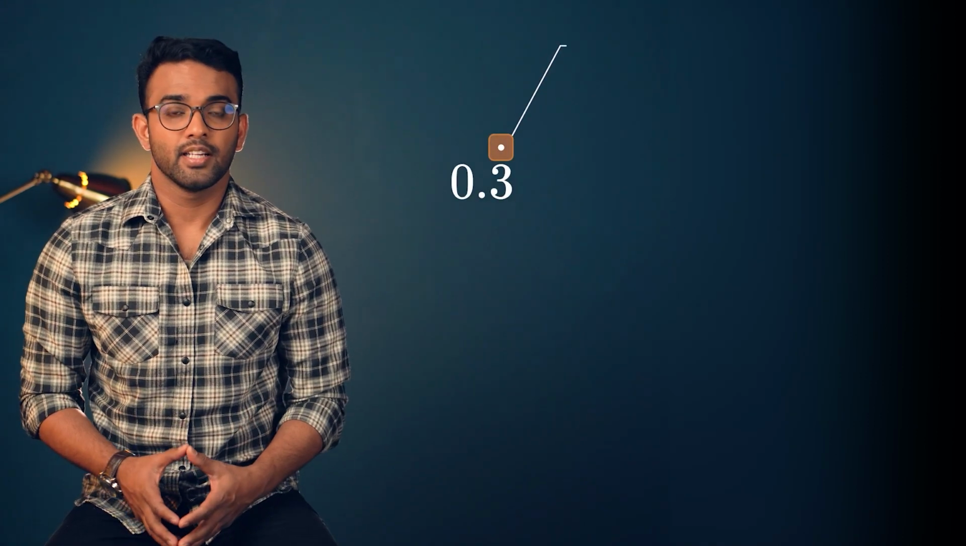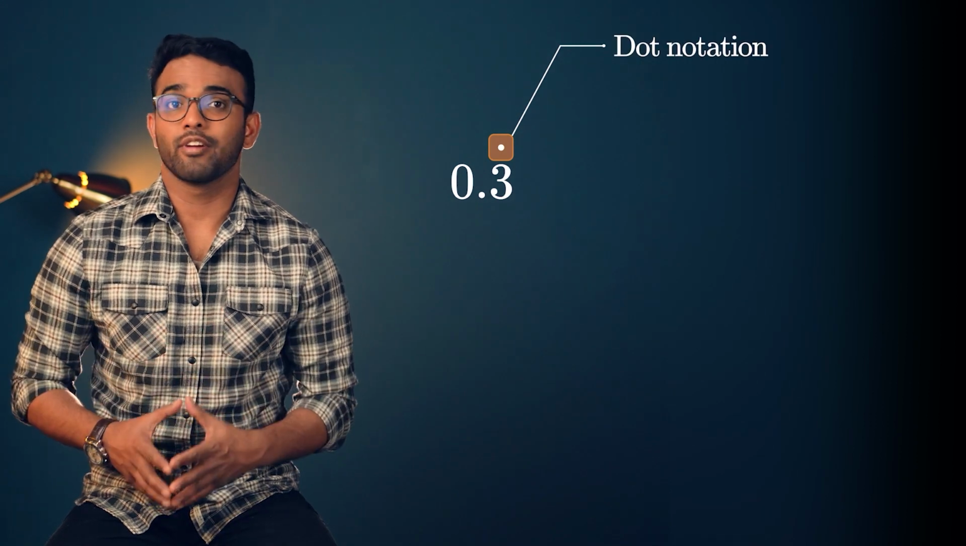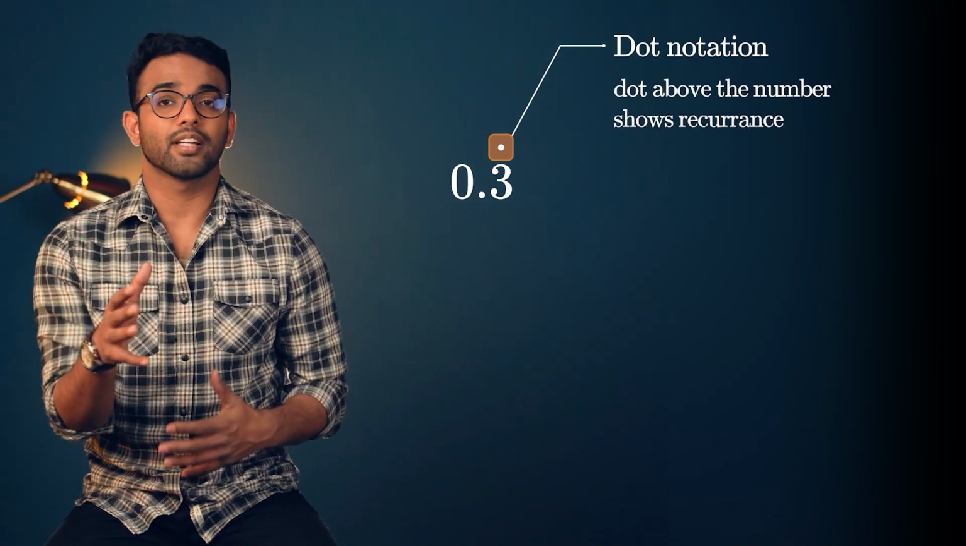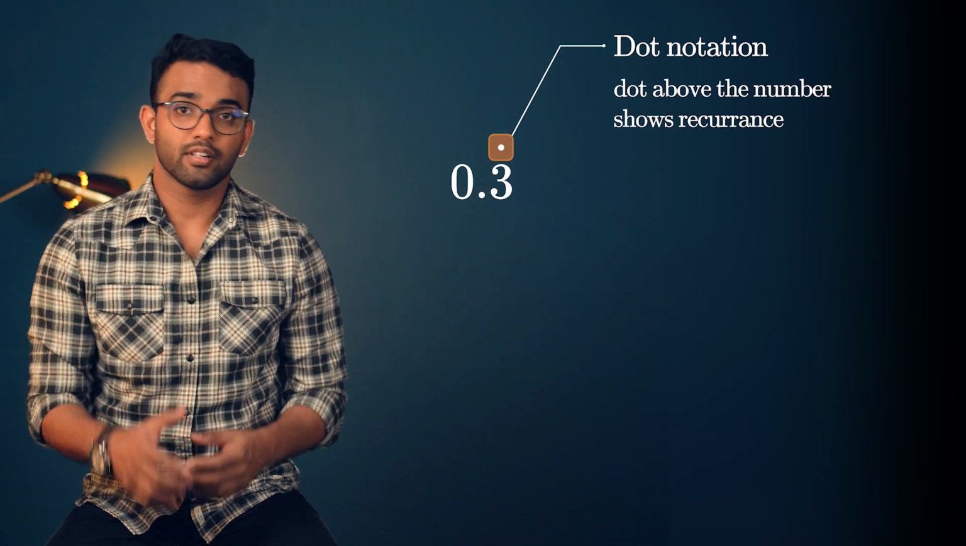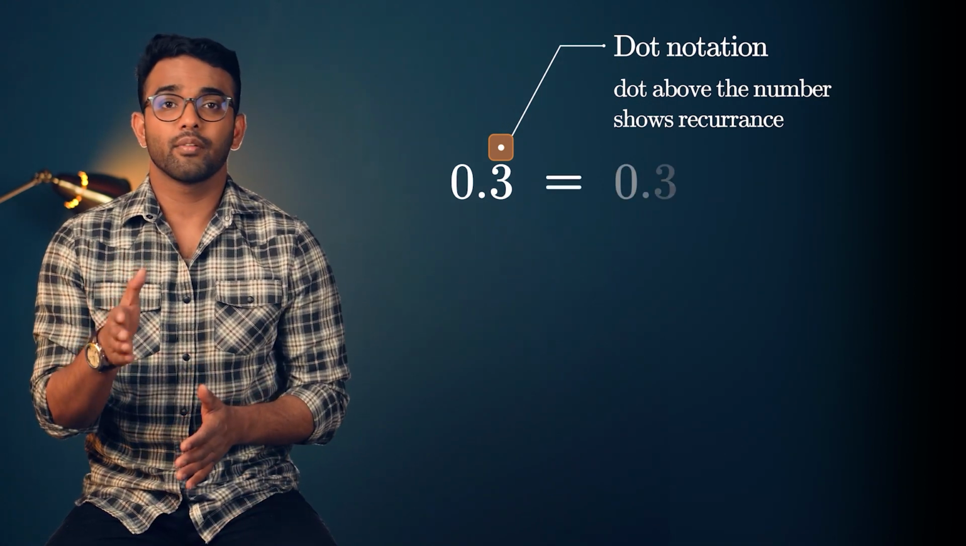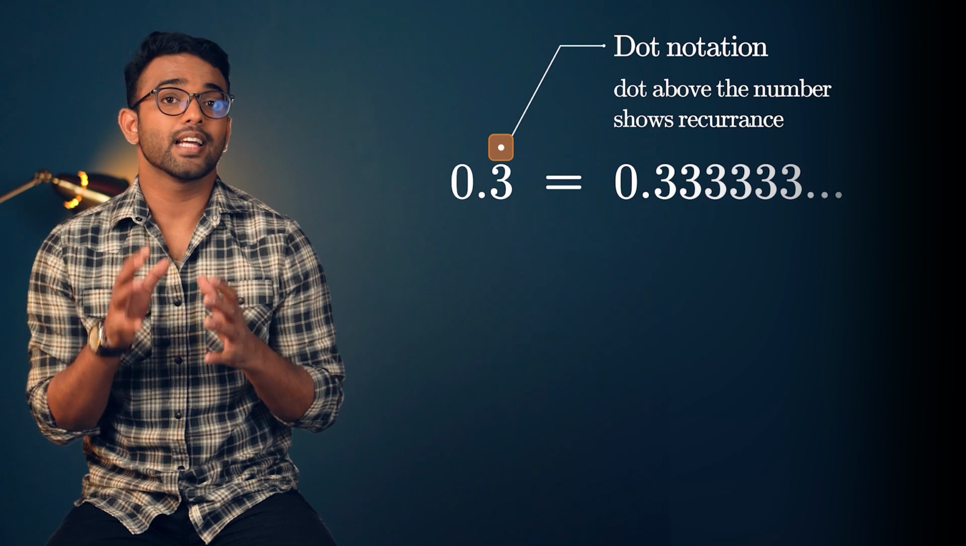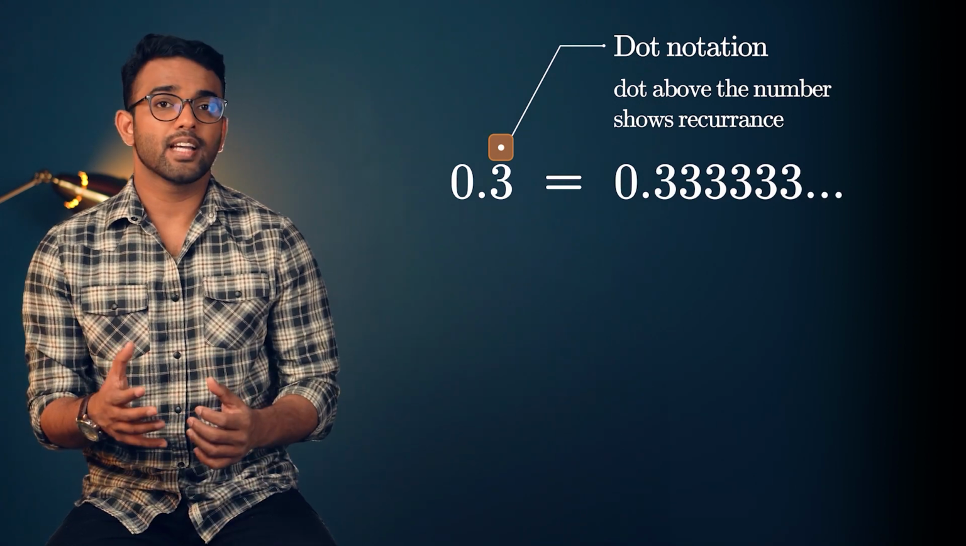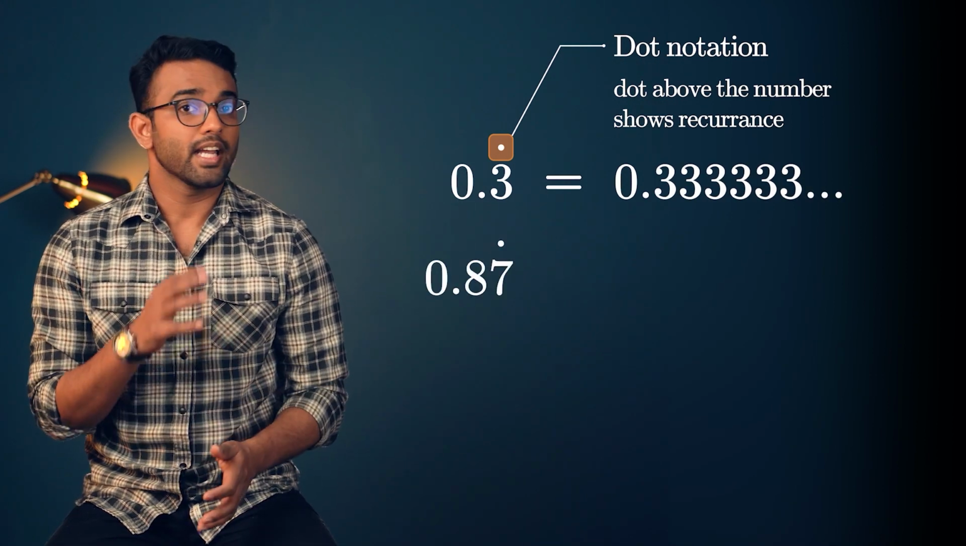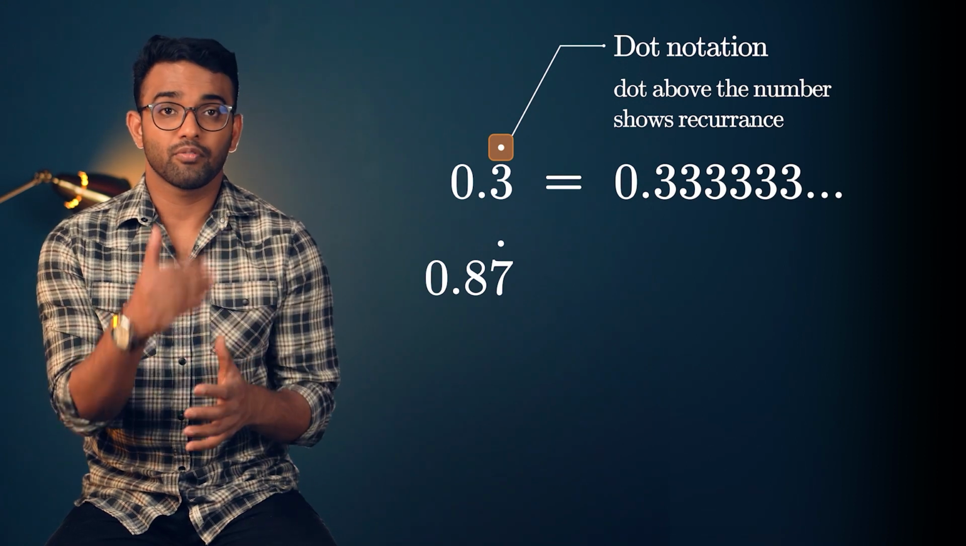A recurring decimal exists when a decimal number repeats forever. For example, 0.3 recurring. Dot notation is used in recurring decimals. The dot above the number shows which number reoccurs. So this is 0.333 and so on. And the decimal will never end. Another example is 0.87. In here, the dot is on top of 7.